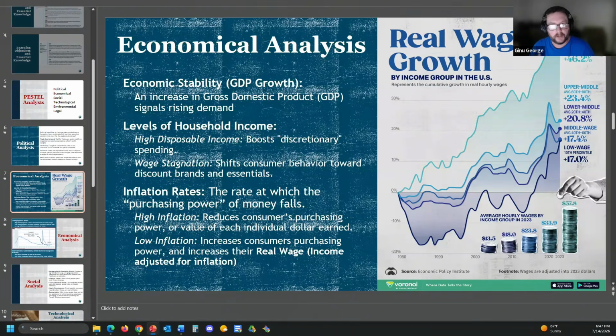Now, GDP often directly links to levels of household income. If the gross domestic product of the entire nation is doing well, on the individual level, you're probably doing a little bit okay for yourselves too. When consumers have high disposable income, they are able to increase their discretionary spending on non essentials, on luxury items. But when wages stagnate, consumer behavior really shifts back towards essential and discount brands.